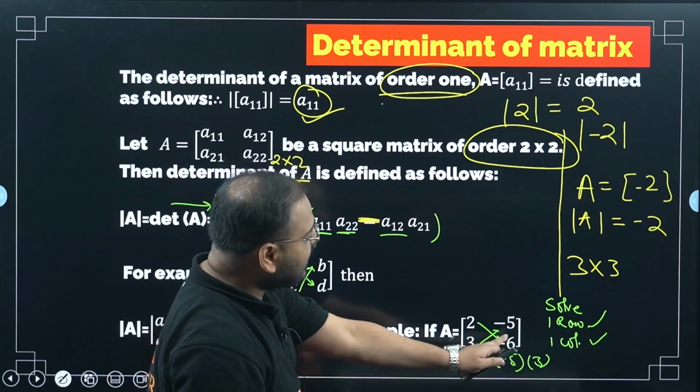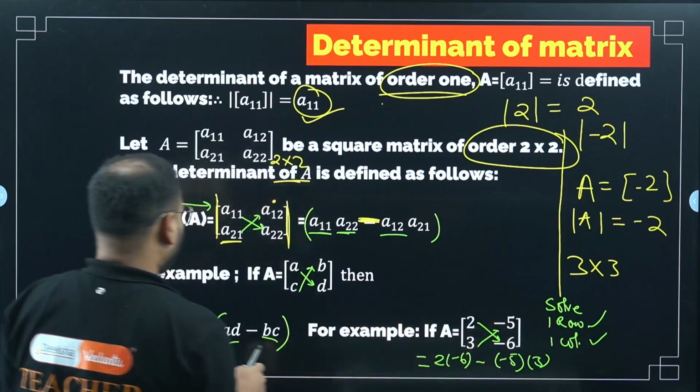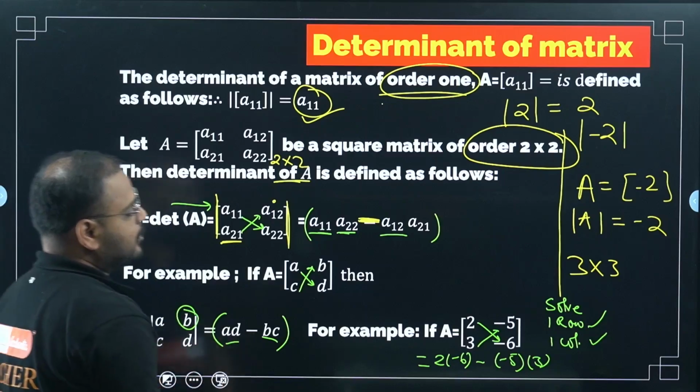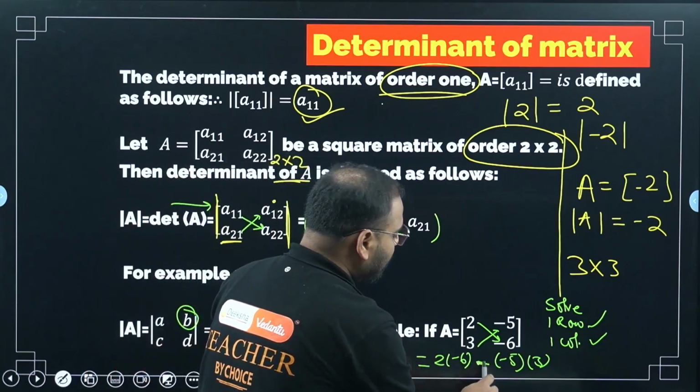The minus 5 is there. But the minus belongs to the element in this case. See, over here, B was not negative. I have not taken B as negative, but still the minus sign came here. So this minus sign is part of the formula.